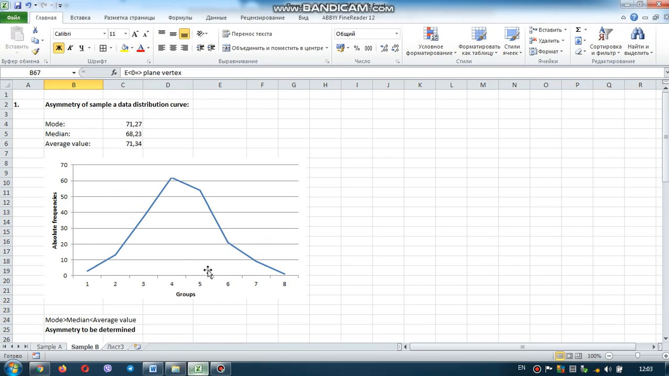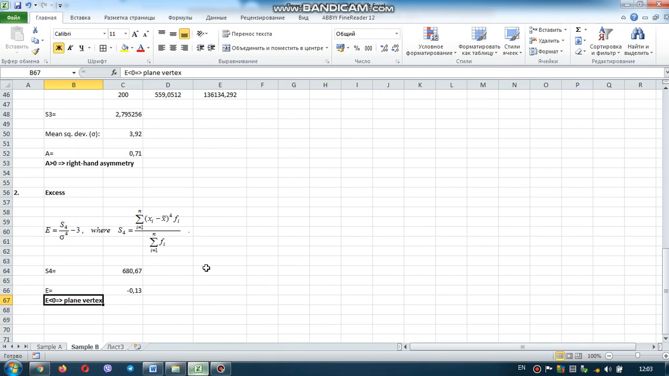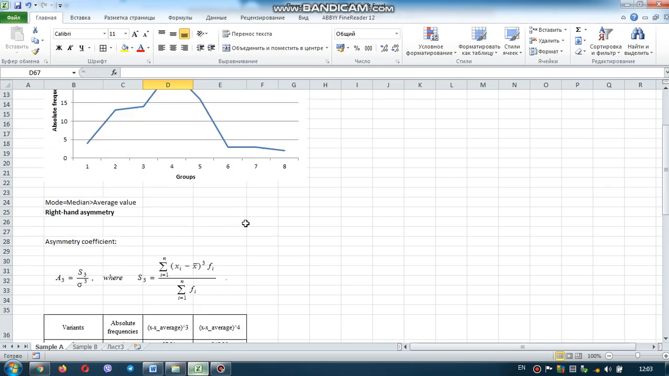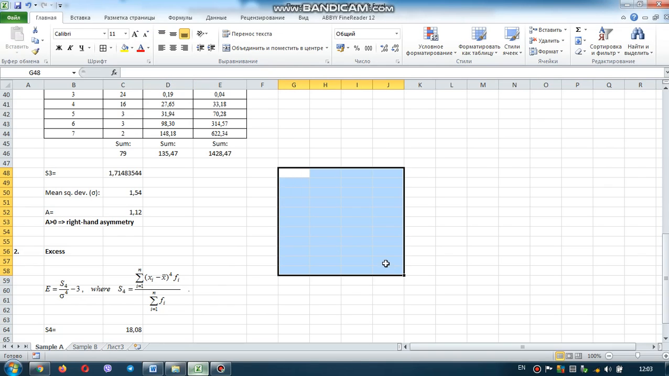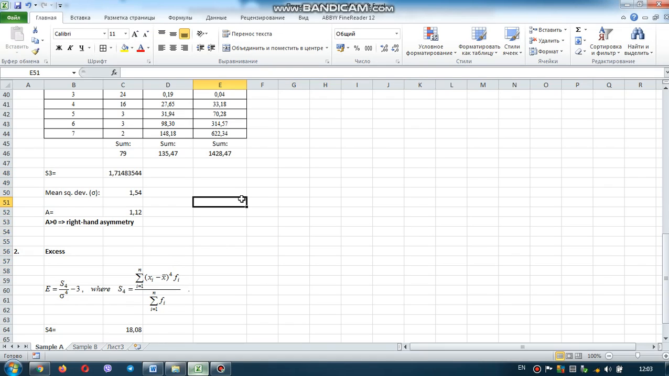So make a conclusion on this laboratory work, analyze the asymmetry and excess of your distribution curve, analyze your sample for homogeneity, and upload the report to your Google Classroom profile.